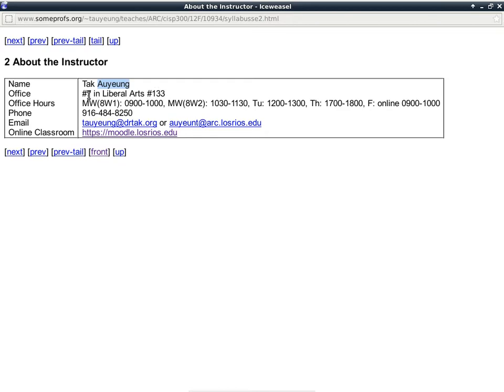My office is number 7 in Liberal Arts 133, which is one building on that side. Okay? Does everybody know where 133 is? Kind of? Okay. The office hours are kind of all over the place because on Mondays and Wednesdays, it depends on whether it is the first 8 weeks of a semester or second 8 weeks of a semester. For the first 8 weeks of a semester, my office hour is from 9 to 10 o'clock, but for the second 8 weeks on Mondays and Wednesdays only, it is from 10:30 to 11:30.